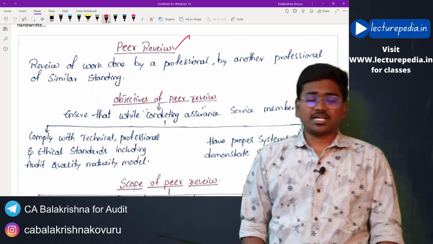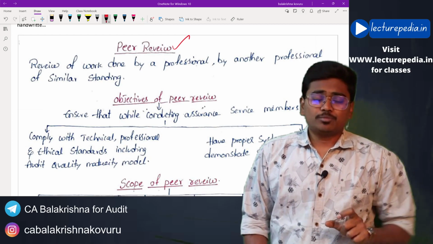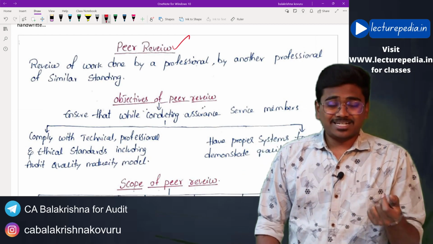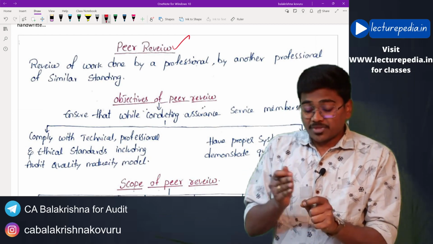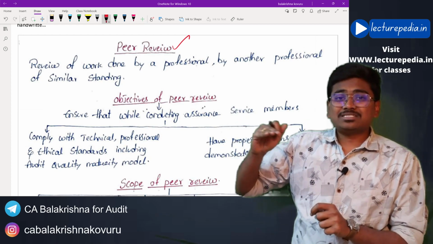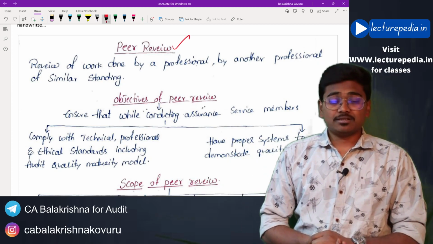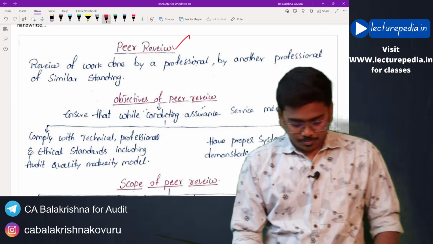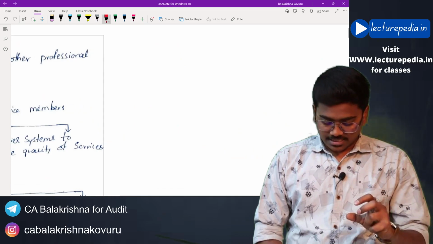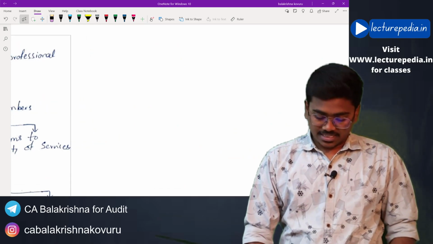What is this peer review? Generally, peer review means review of work done by a professional by another professional who is at the same standing. This is a simple understanding of peer review. Now, in this peer review, there will be certain terms that you have to understand.